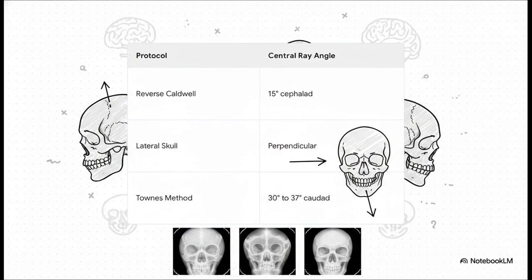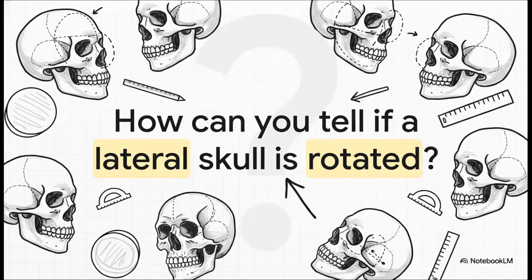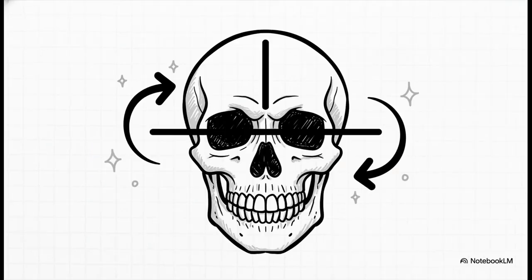But remember, an angle is only as good as the final image. So I've got a question for you. When you're looking at a complex, overlapping lateral X-ray of the skull, how can a radiographer objectively tell if the skull was slightly rotated or tilted? The answer lies in this wonderfully punchy, essential rule of thumb used in the evaluation process. Vertical structures show rotation, while horizontal structures show tilt. It's that simple. If a vertical anatomical landmark is slightly off, the patient's head was rotated left or right. If a horizontal structure isn't perfectly aligned, the patient's head was tilted up or down.